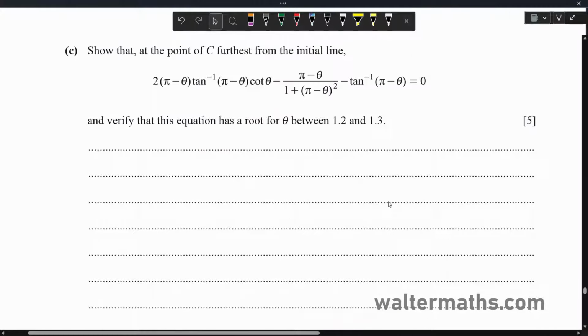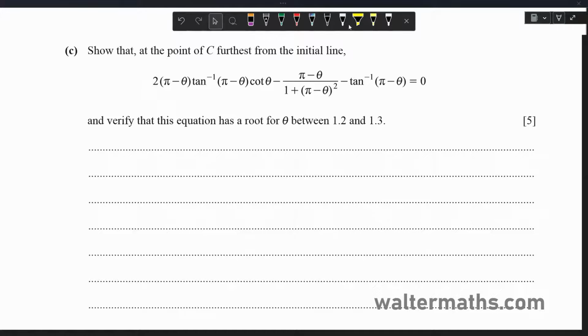Yes. All right. So part C says, show that at the point of C furthest from the initial line, 2 of pi minus theta of arctan of pi minus theta of cot theta minus of pi minus theta over 1 plus pi minus theta squared minus arctan of pi minus theta is equal to 0. And verify that this equation has a root for theta between 1.2 and 1.3. All right, so that's the question we would want to answer.